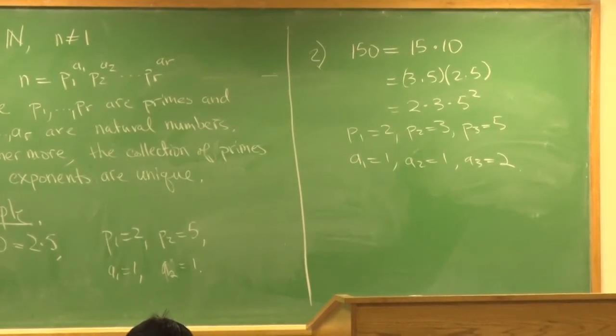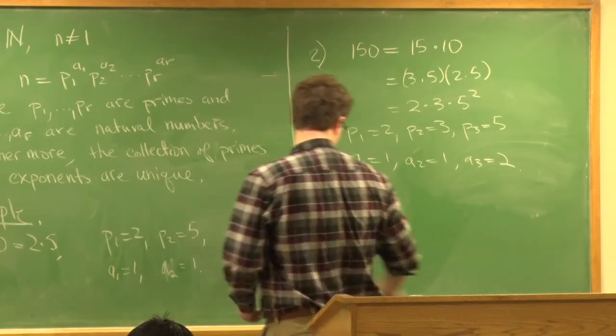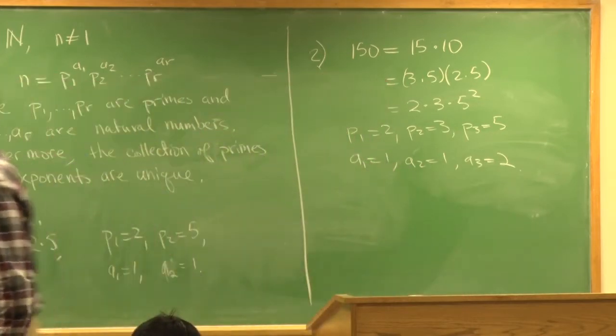So what's the point of this theorem? The point is that you can maybe try and factor a number in two different ways, and you'd get two different factorizations, but you'll get the same thing.